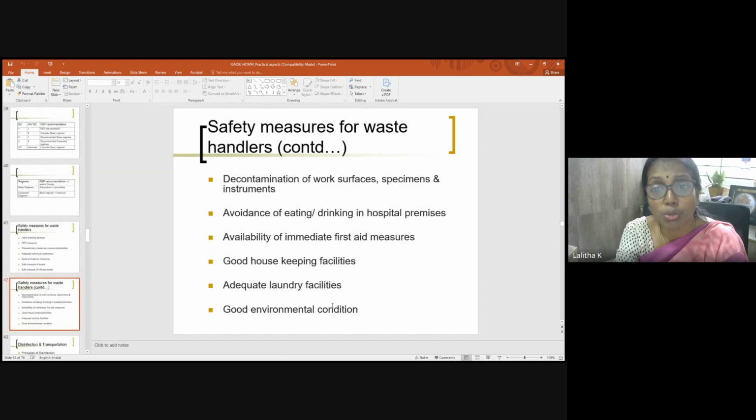They should be taught how to decontaminate work surfaces, specimens, and instruments. And avoidance of eating and drinking in hospital premises, especially where there is waste. And availability of immediate first aid measures should be ensured. And good housekeeping facilities, laundry facilities, and environmental conditions will help in protecting the health of the waste handlers.